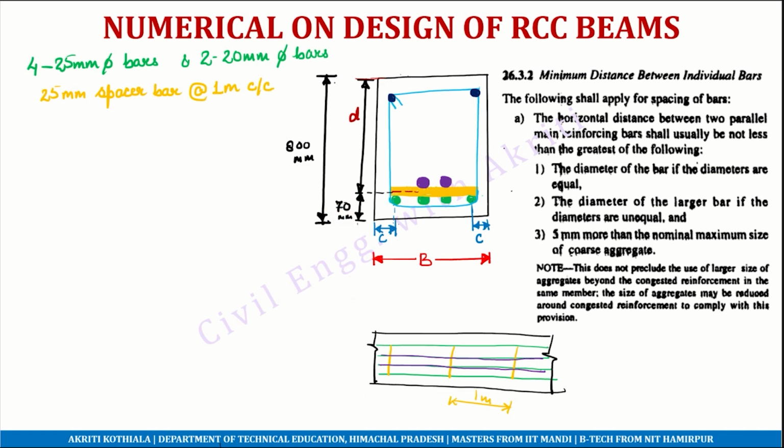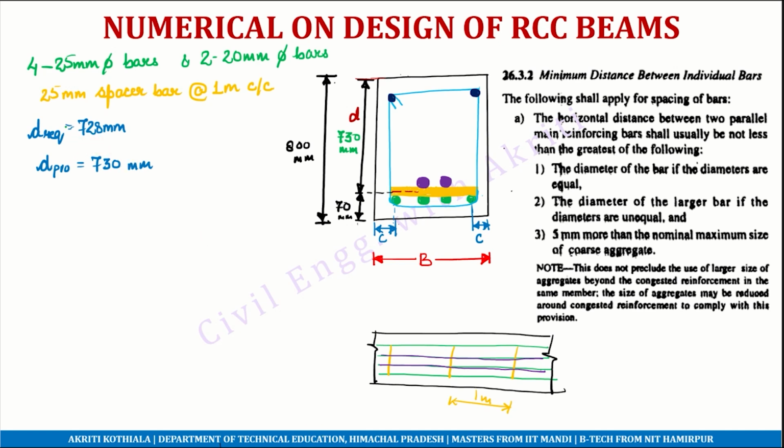So now the effective depth will be recalculated, and it will be equal to 800 minus 70, which is equal to 730 mm. We have to keep in mind that the required depth was 728 mm, and this depth which we have recalculated is again greater than this 728 mm. This cannot be less than 728 mm.